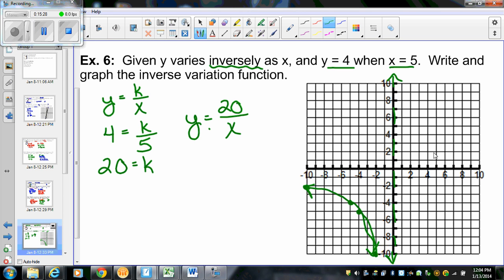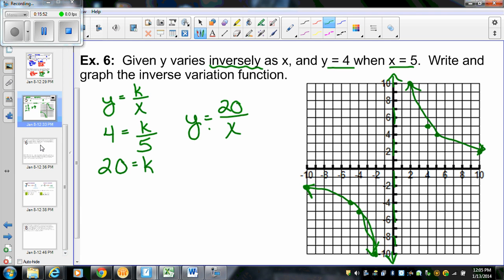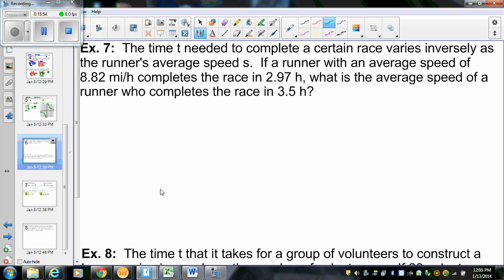And then I'm going to do the same thing over here. If I substitute in positive 1, I get positive 20, which won't fit. 2 gives me 10. 4 gives me 5. 5 gives me 4. And 10 gives me 2. So I would have another curve over here. And hopefully your curves look a lot better than mine. So that's the basics of inverse variation. So now let's actually look at some word problems for it.